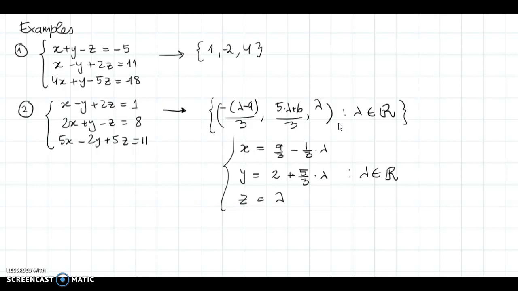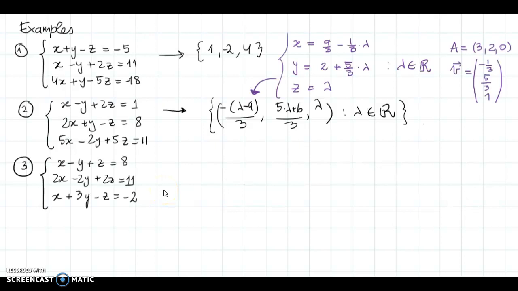What is this? This is a parametric equation of a line. So we are saying that the three planes from example 2 intersect at the line that goes through the point, let's call it A, which is 9 over 3, that's 3, 2, 0, and has direction vector negative 1 over 3, 5 over 3, 1. So this is the description of the line where the three planes intersect, like in the example we saw before.